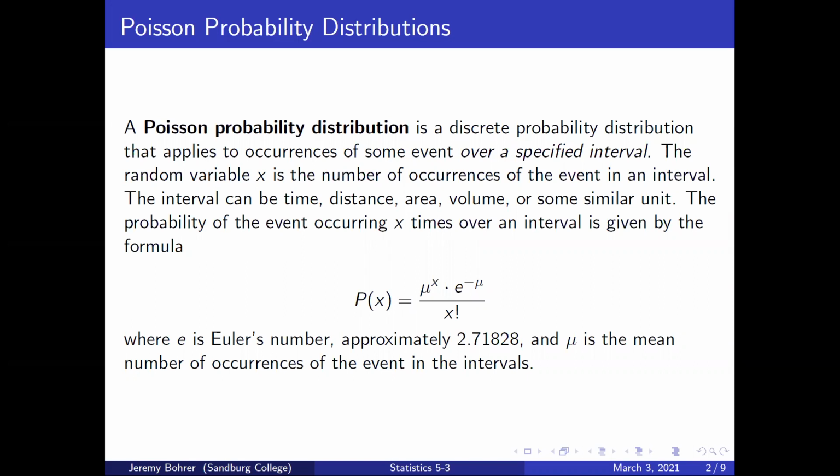The probability of the event occurring x times over an interval is given by the formula P of x equals mu to the x times e to the negative mu all over x factorial, where e is Euler's number, approximately 2.71828, and mu is the mean number of occurrences of the event in the intervals.